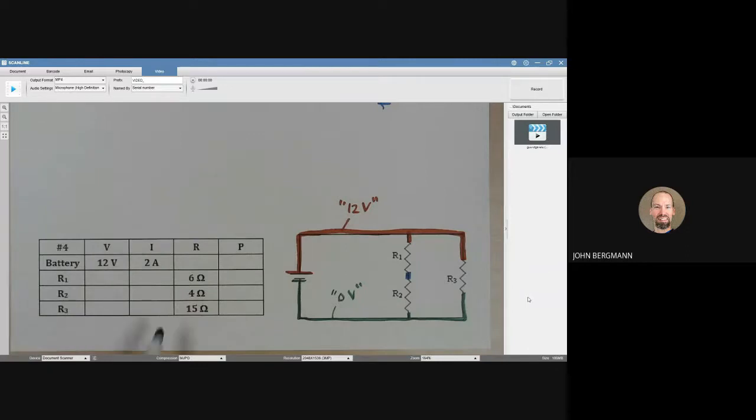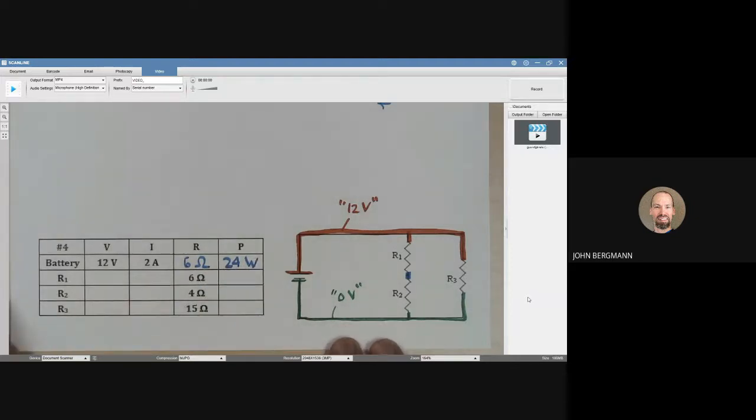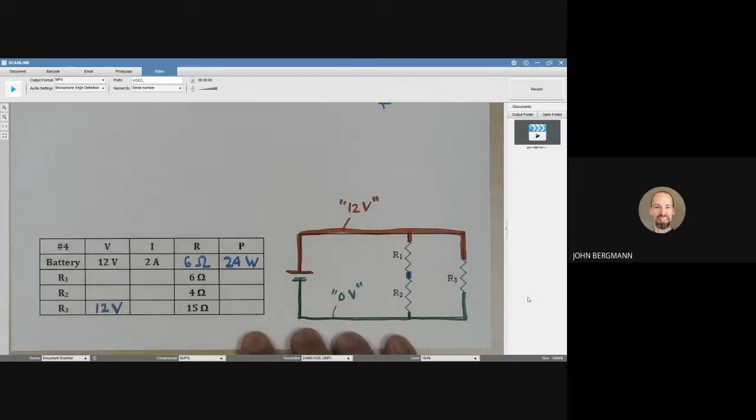All right, let's see what we've got. We know that the resistance that the battery is going to feel is going to be 6 ohms, because by Ohm's law, V is equal to I times R, and the power here is going to be 12 times 2, which is 24 watts. All right. Well, let's look at our picture now. Look at R3. There's a 12-volt difference in pressure across R3. So that's 12, which means, 12 is equal to what times 15? 0.8 amps. And 12 times 0.8 is going to be 9.6 watts. So that's what we have there.